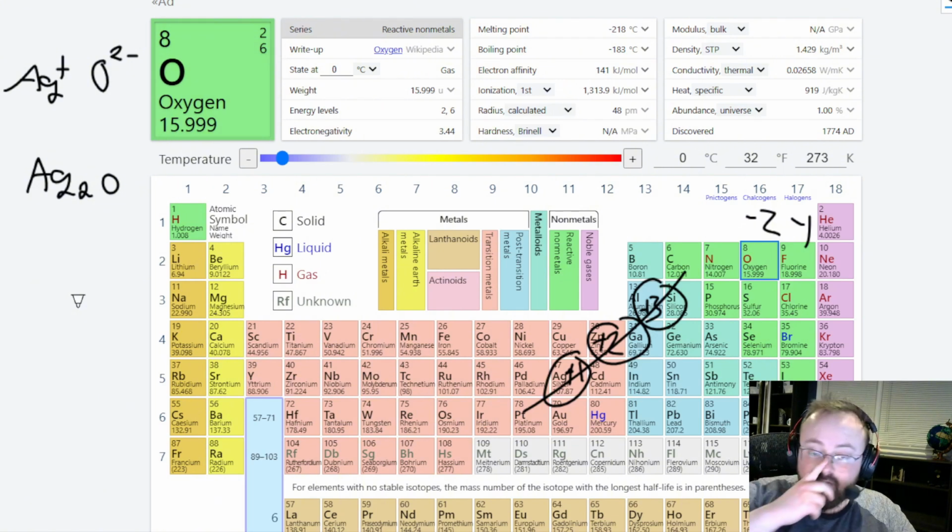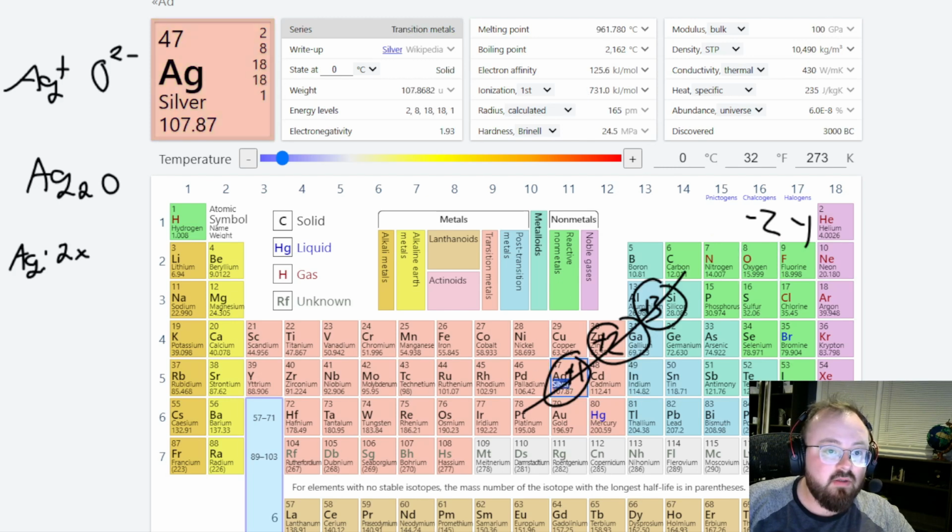Step number 2, find the molar mass. We're on this screen. Let's do it right here. Our first element is silver. We have 2 silver atoms, and our molar mass of silver is a large number up here. It is 107.87. We add that together, and 107.87 times 2 is 215.74.